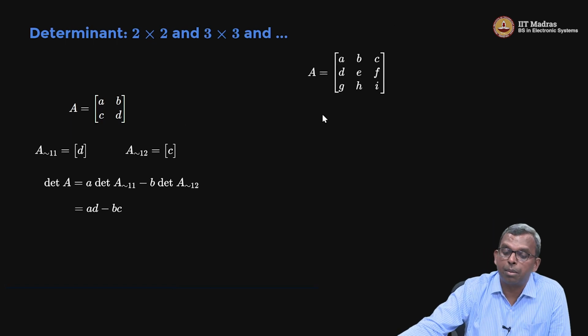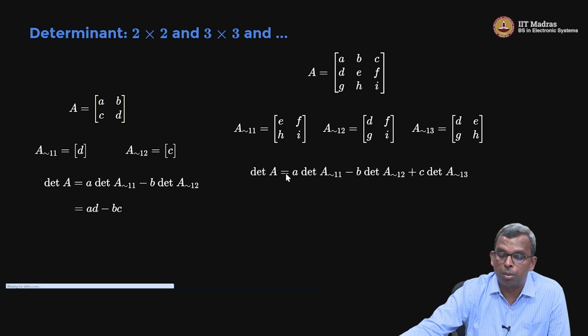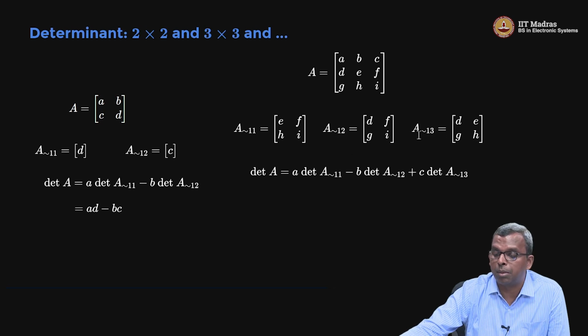Here is a 3 by 3 matrix. How do we use this again? It's very simple. You find A tilde 1 1, which is EI FH, A tilde 1 2, which is DG FI, and A tilde 1 3, which is DG EH. So there are 3 different minors for this matrix A. What's going to be my determinant? The determinant of A is A times the determinant of this minor, minus B times the determinant of this minor, plus C times the determinant of this minor.